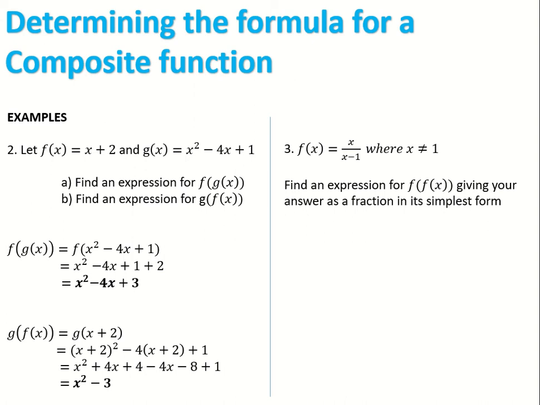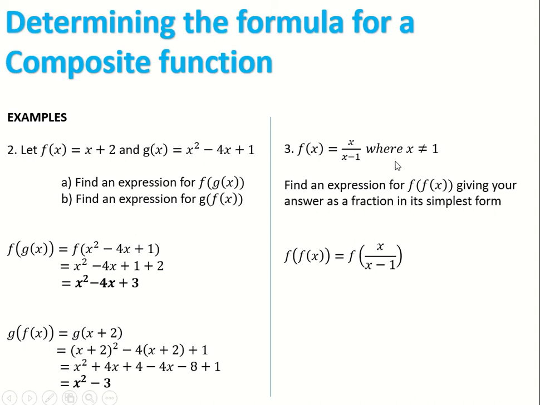Right, this second example, I don't know why I've called these 2 and 3 because it should be 1 and 2, but this second example here is similar, but you might see something like this. You might find f of f of x. And all that's happening is we're taking the original function and replacing the x's with that same function again. So what we've got here for f of f of x is f of x over x minus 1.